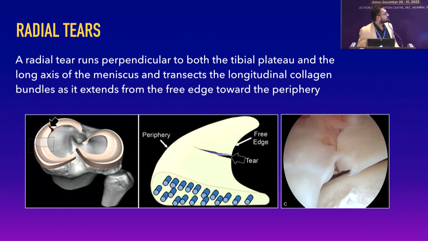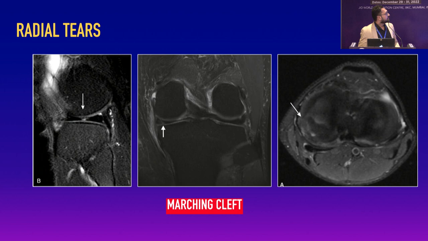Then comes the radial tears. In radial tears, you can see the tear pattern is perpendicular to the circumferential fibers. This is the radial tear. And this is how the marching cleft sign is present, where you can see there is a cleft in the meniscus.